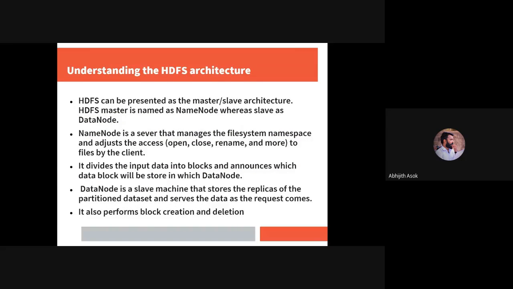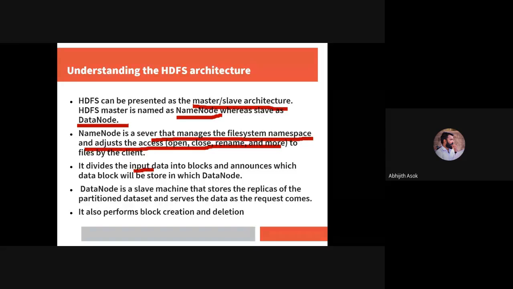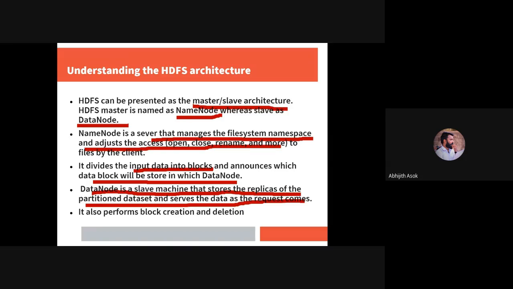Understanding the HDFS architecture. HDFS is presented as a master and slave architecture. The HDFS master is called the name node and the slave is the data node. The name node manages the file system namespace and regulates access by clients. It divides the input data into blocks and announces which data blocks will be stored in which data node. A data node is a slave machine that stores the replicas of the partitioned data set and serves the data as requests come. It performs block creation and deletion.